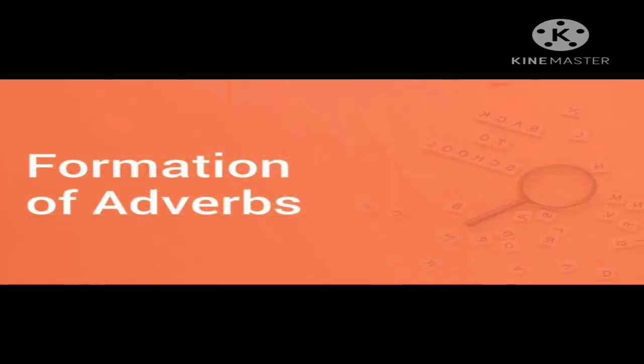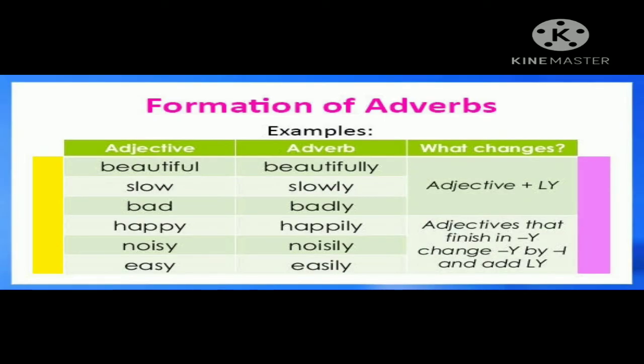After knowing about adverbs, let's see how adverbs are formed. Most adverbs are formed by adding a suffix to the adjectives. Still, there are certain rules to form adverbs. First of all, the maximum of the adverbs are formed by adding the suffix ly to the adjectives. For example, the adjective is beautiful. We will add the suffix ly and the adverb will be beautifully. Next, slow. Slow is the adjective. Slow plus ly, slowly. Bad plus ly, badly.